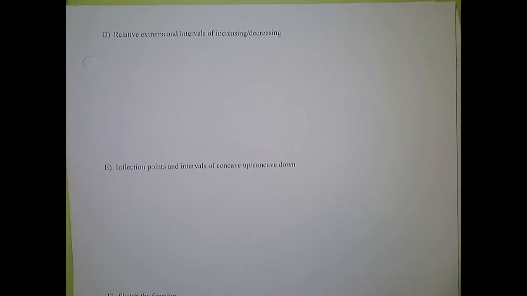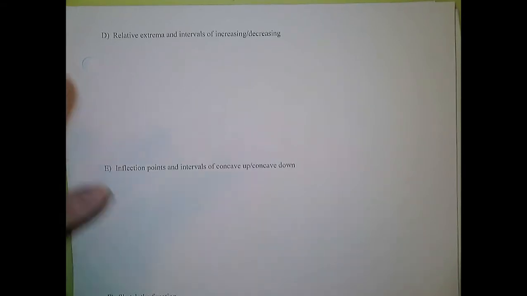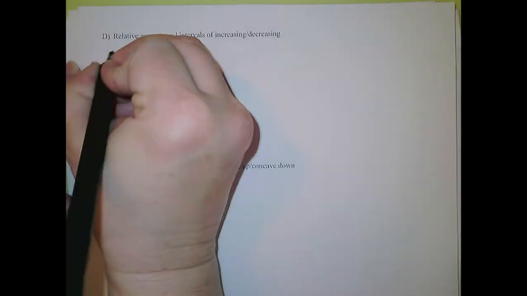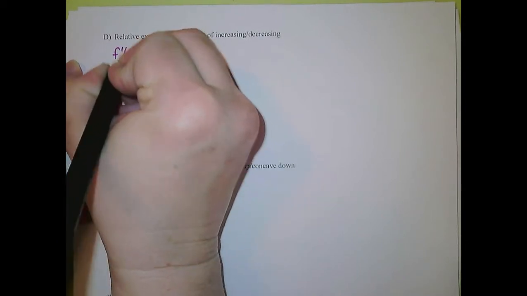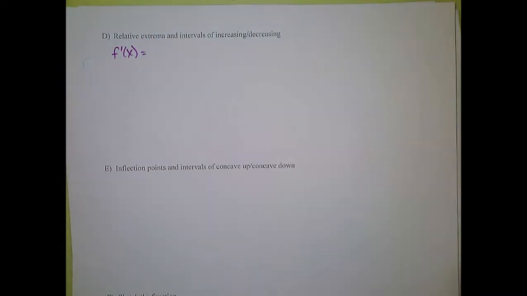To find the relative extrema and the intervals where f is increasing or decreasing, we're going to have to start by finding our critical numbers, which means we need to know where our derivative is equal to 0 or does not exist.